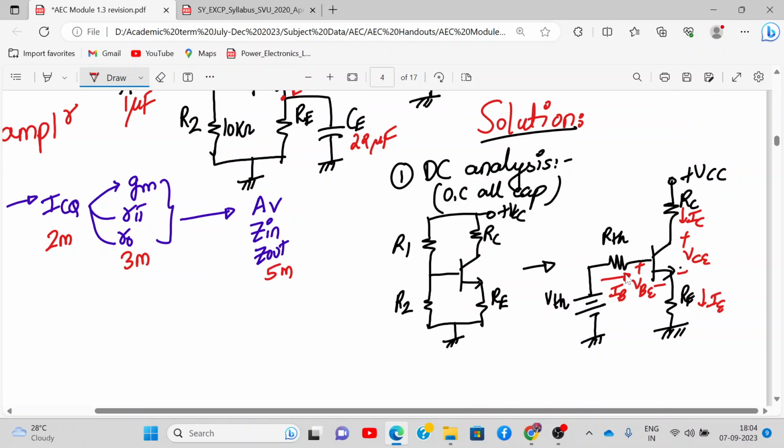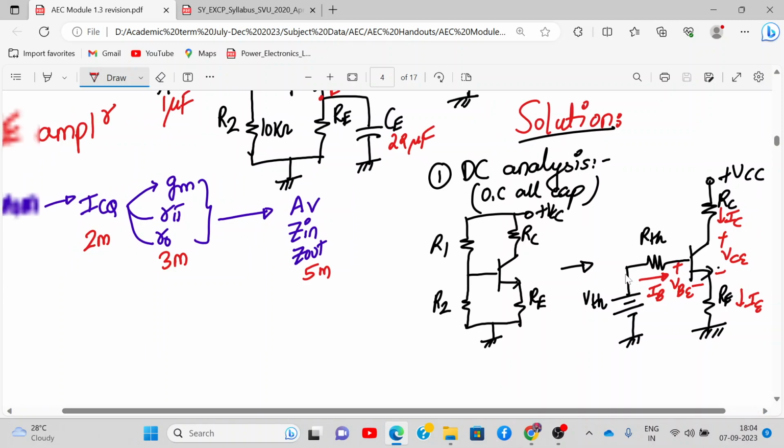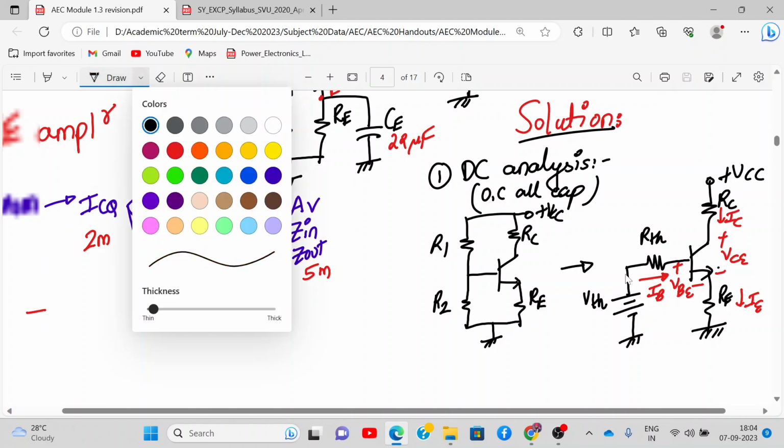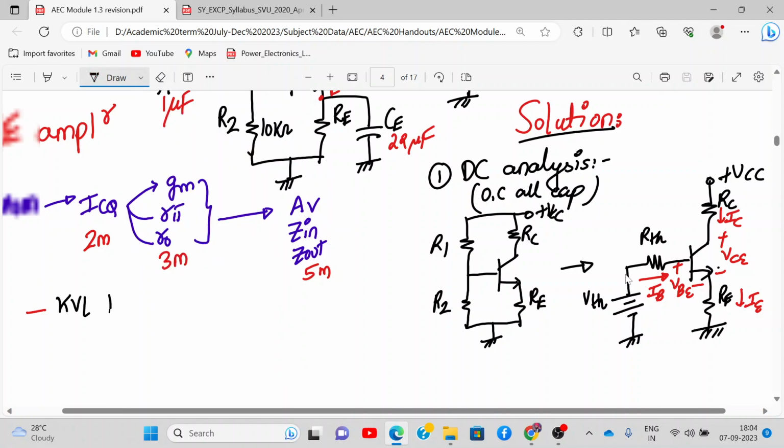Okay. And now if you don't remember the formula for IBQ, it's fine. You draw this diagram and then you apply KVL to the base emitter loop. Are you okay with the pace or should I slow down or increase my speed? This is fine, sir. Okay. So next, we write over here: apply KVL to base emitter loop.